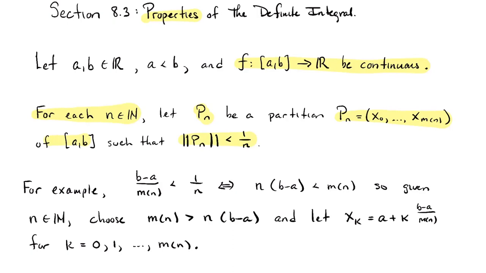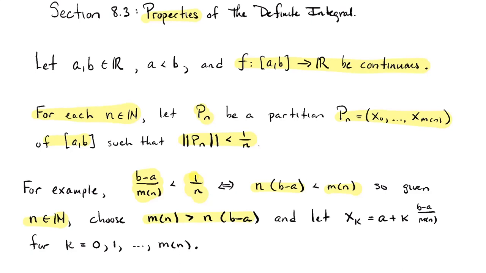So I can always choose such a partition. If you're wondering how to do that, well, given n, I have a and b, I could choose a number m of n so large that b minus a over it is less than this 1 over n. How do I do that? Well, I would just pick m of n bigger than n times b minus a. I'm given n, I'm given b, I'm given a, and the Archimedean principle says I could always pick a natural number like that.